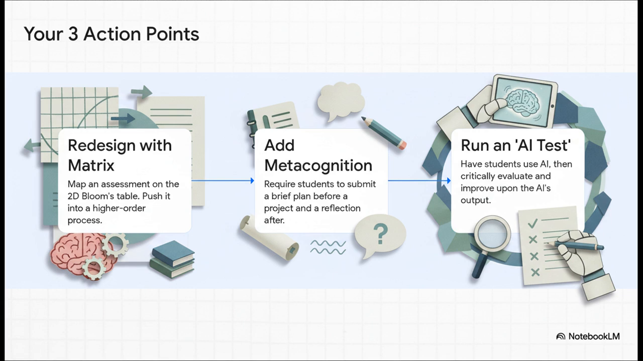Second, add a metacognitive wrapper. This sounds fancy, but it's super easy. Just have students write a quick plan before they start and a quick reflection after they finish talking about their process. And finally, run your own AI stress test. Get students to use AI to create a first draft, but then you grade them on their ability to critique, improve, and fact-check that AI output. You're assessing their thinking, not the machine's.